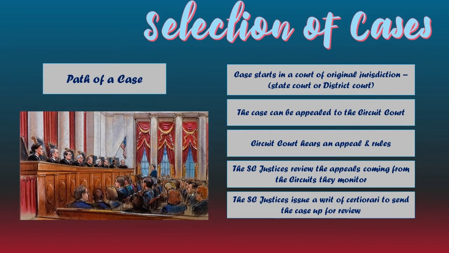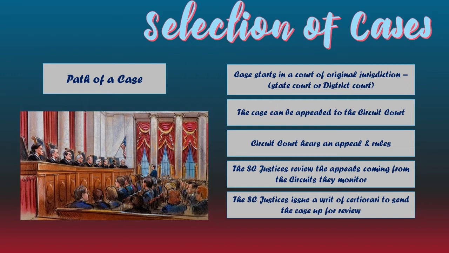So a case, like we talked about a couple days ago, is going to start in a court of original jurisdiction. That means it's probably going to start in one of the federal district courts, or more likely it's going to start in a regular old state court. Once the case has been decided, if the person who lost the case feels they've got a good argument and that the court didn't make the right decision, then that case can be appealed to the circuit court.